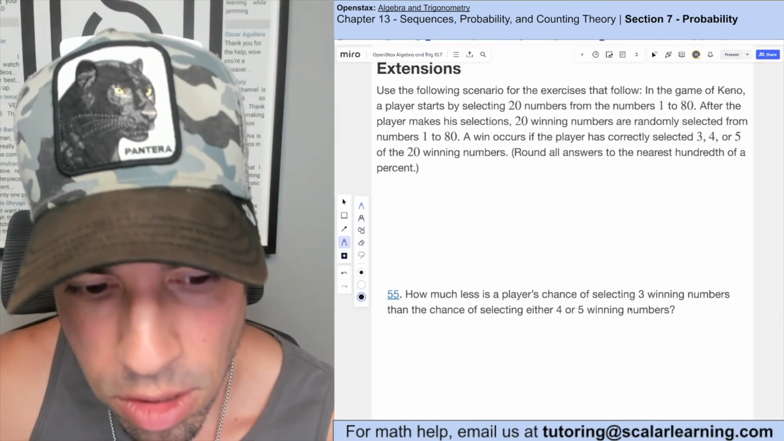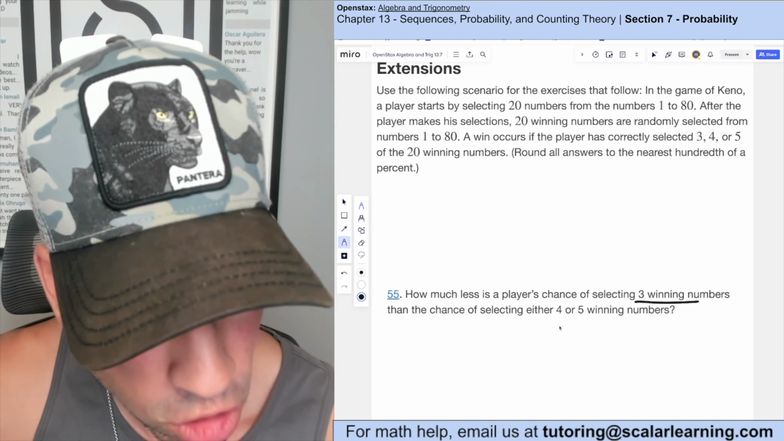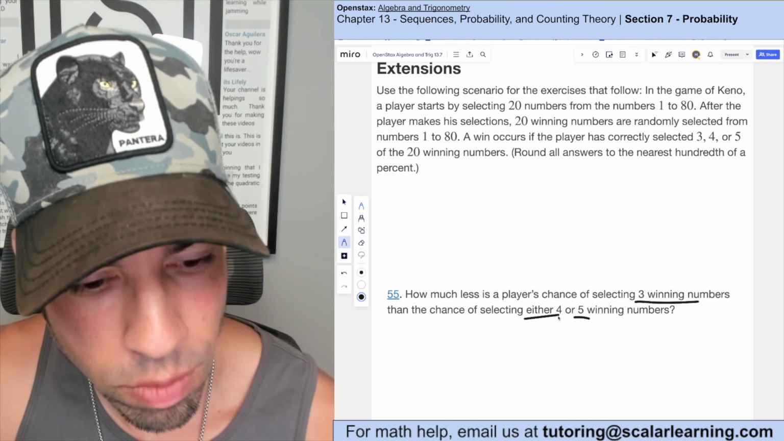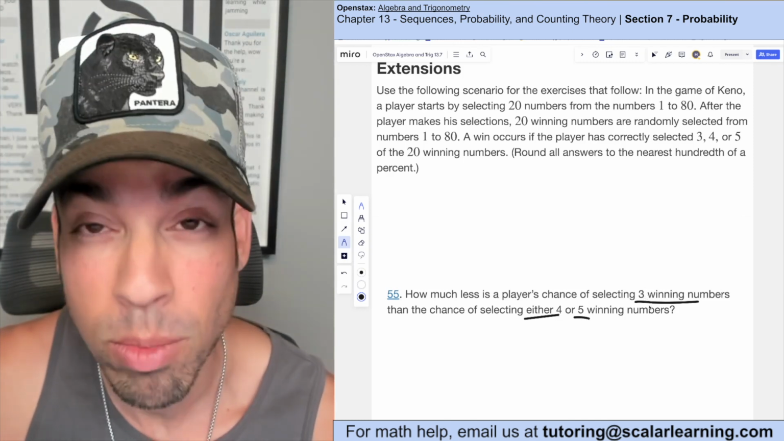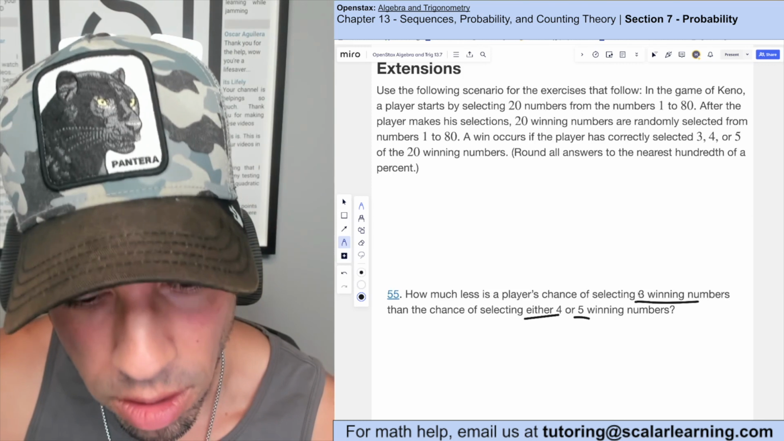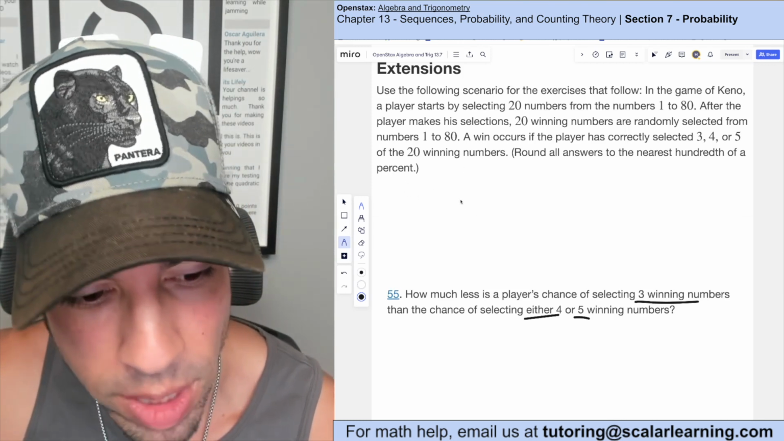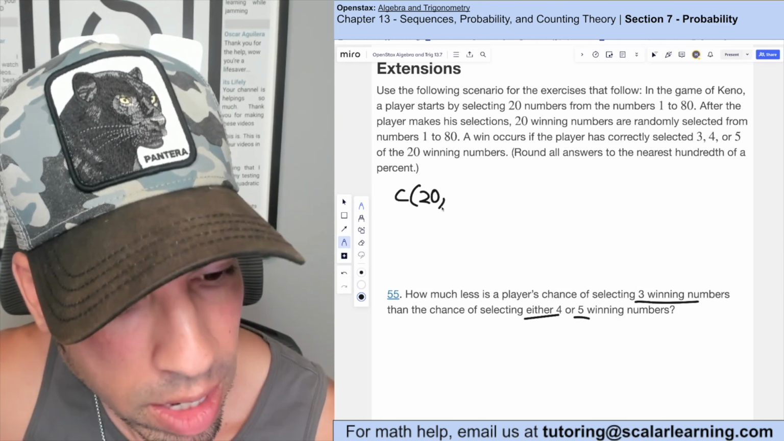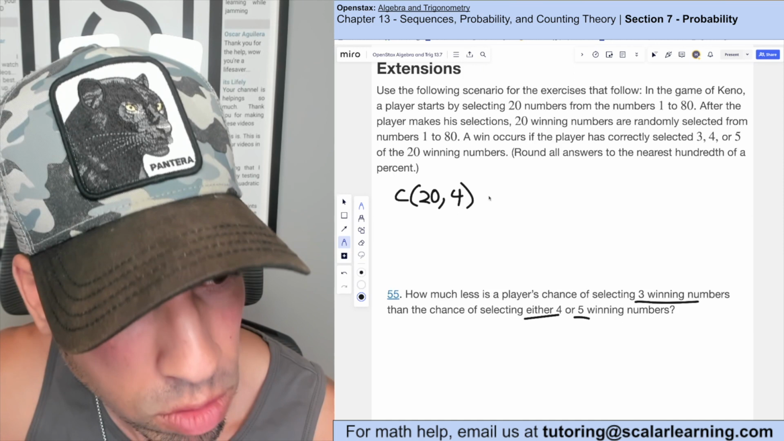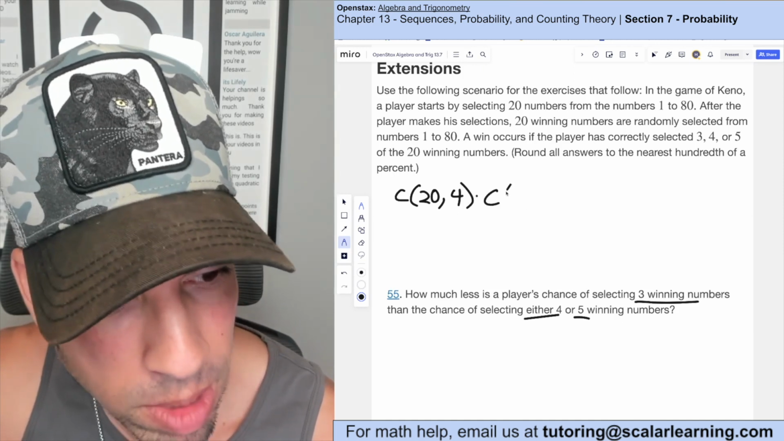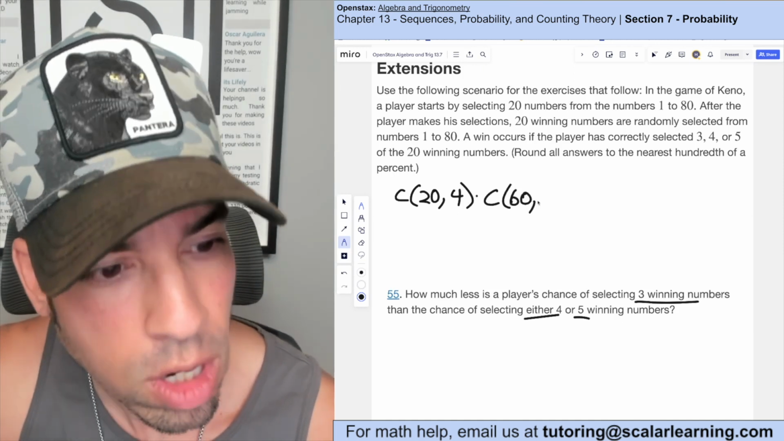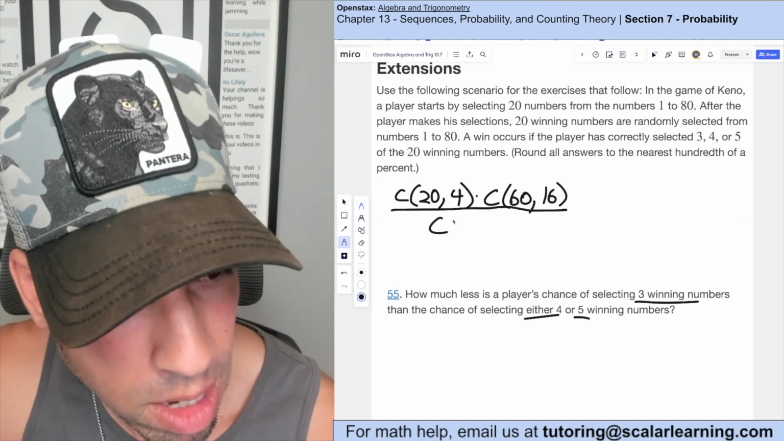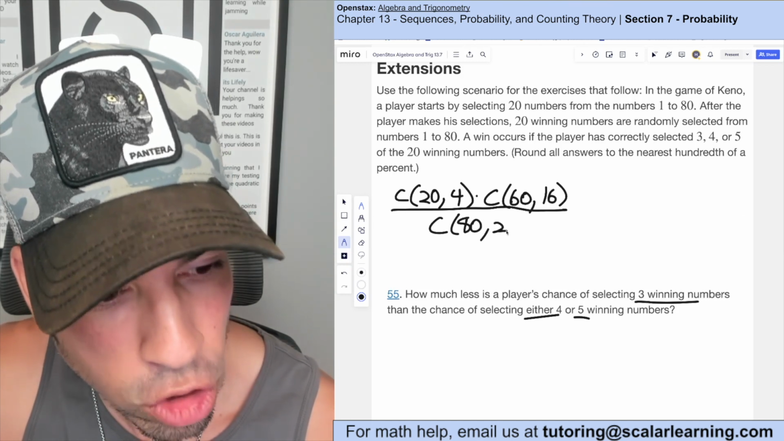Done. How much less is a player's chance of selecting 3 winning numbers than the chance of selecting either 4 or 5 winning numbers? So let's calculate the chances of winning 4 or 5. We're going to add those together, and then subtract the probability of getting 3 winning numbers. So let's set that up here, and then we're going to evaluate it in Desmos. We've got 20 winning numbers, and we're going to choose 4 of those. Then we multiply that by the combination of the 60 incorrect numbers, choosing our remaining 16. All of this is divided by the combination of 80 total numbers, choosing 20.